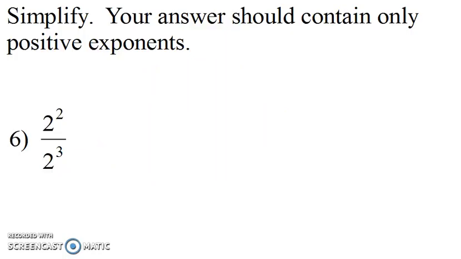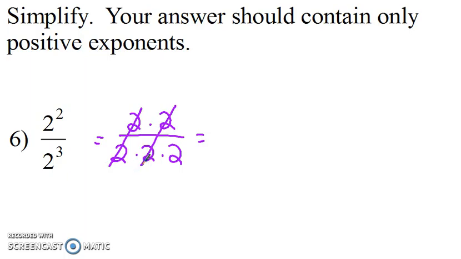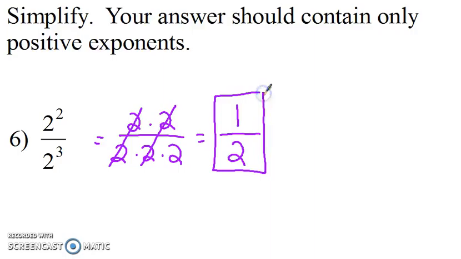Try this. On this one, we have 2 2's on top and 3 2's on the bottom. We can get rid of 2 of the sets of 2's, and we still have this 2 on the bottom. We can't leave it like that. It has to have something on top. So we're going to put a 1 on top. And we're always going to use 1 if there's nothing there.